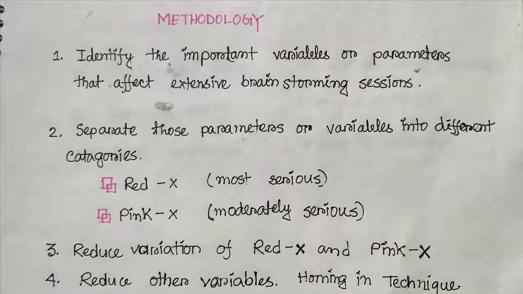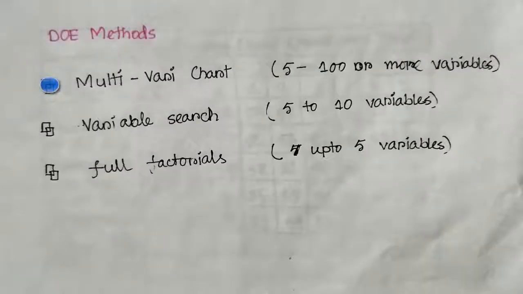Three important methods of DOE are the Multi Vari Chart, which can operate on 5 to 100 or more variables and give a conclusion; the variable search, which can work on firstly; and lastly the full factorials, which can operate up to 5 variables.